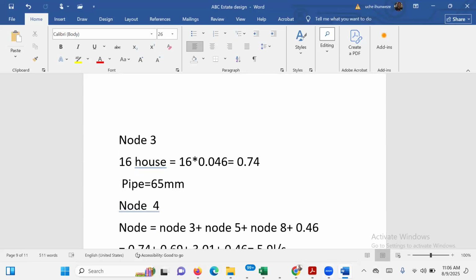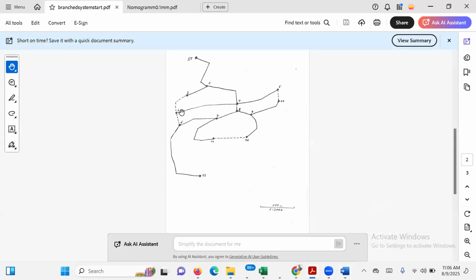Next, we move to node 3. Node 3 is also standalone. Look at node 3, so we'll calculate all the houses along here.